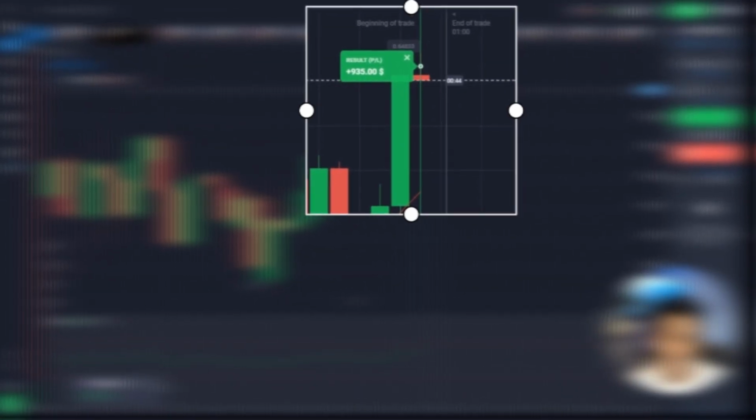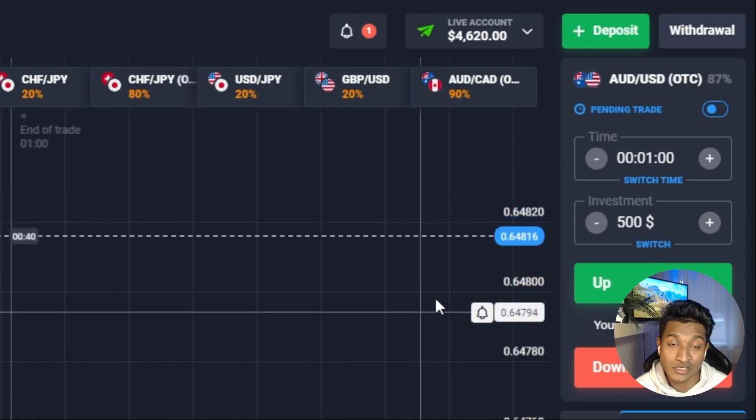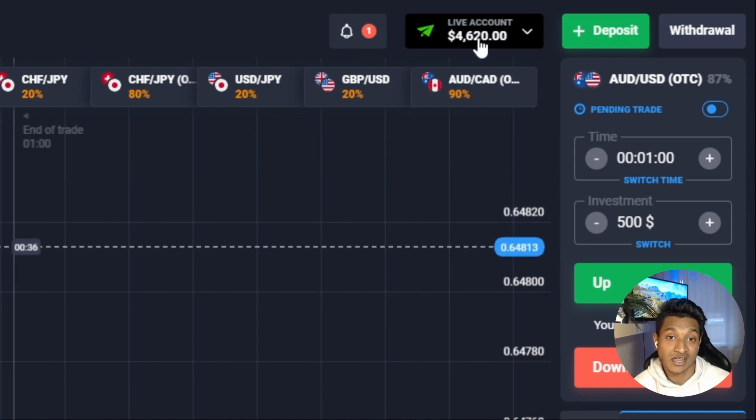Guys, look at this: $935 profit, and in my live account at the end of the day, $4,620, guys. It's a really good one, and I have made more than $2,000 profit for today's day trade. So far so good, guys. Today I have made $2,000 profit and it's a really profitable day for me.